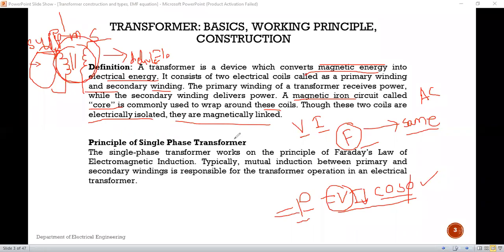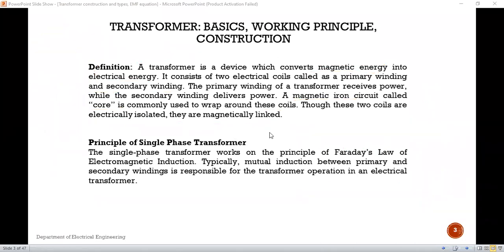Okay, please tell me whether all of you got the definition of the transformer. All of you got the definition of the transformer? Is there any doubt in that? Hello. Did you understand the definition of the transformer? Yes, sir. Okay.